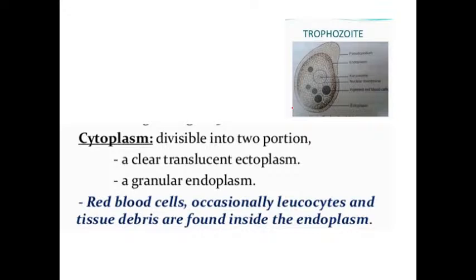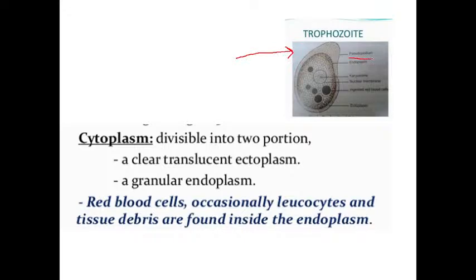Trophozoite is the active feeding stage. Coming to the structure of trophozoite. Here you can see the picture of trophozoite, and I said this is an amoeba, Entamoeba. So its locomotory structure will be the pseudopodia.